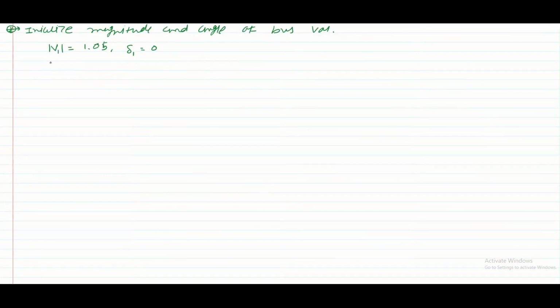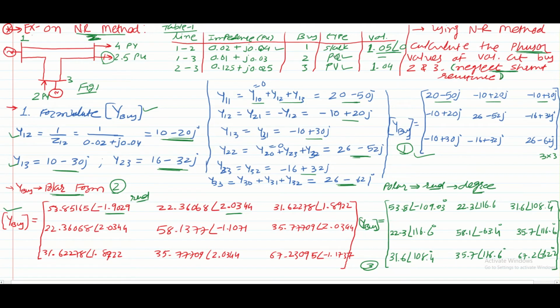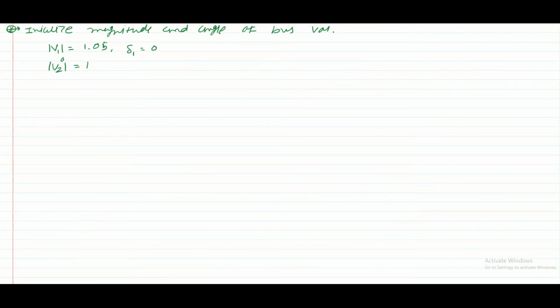Next, V2 initial value, which we assume, as it is not given over here, so we will assume 1 and delta 2 at 0, which is 0. If you wish you can write V2 0, which is equal to 1 angle 0.